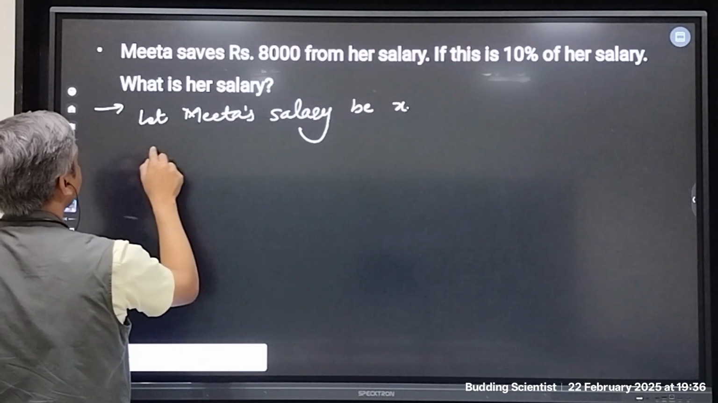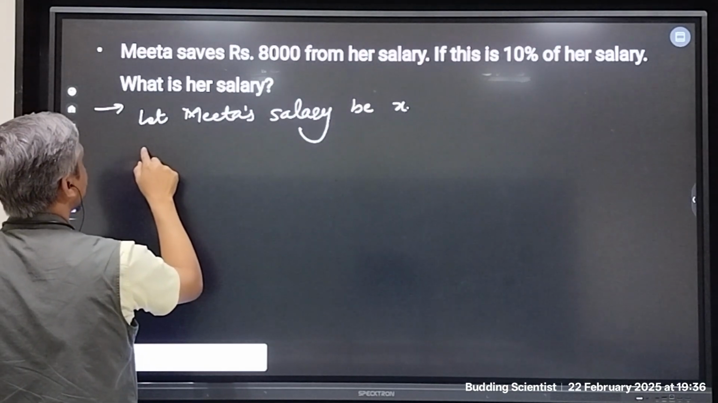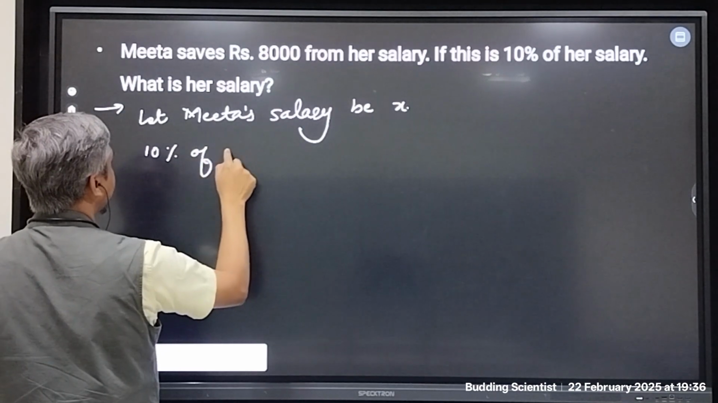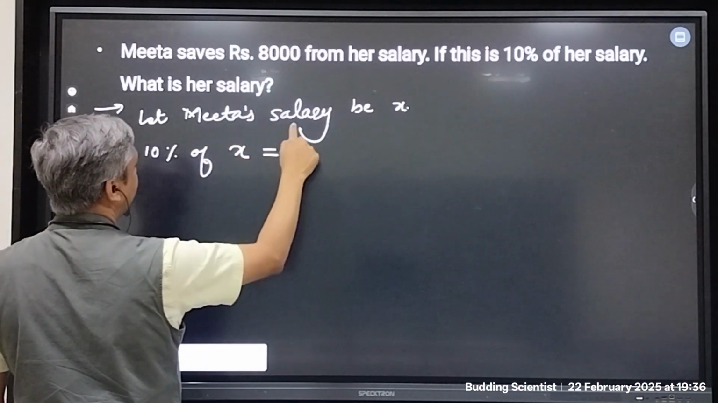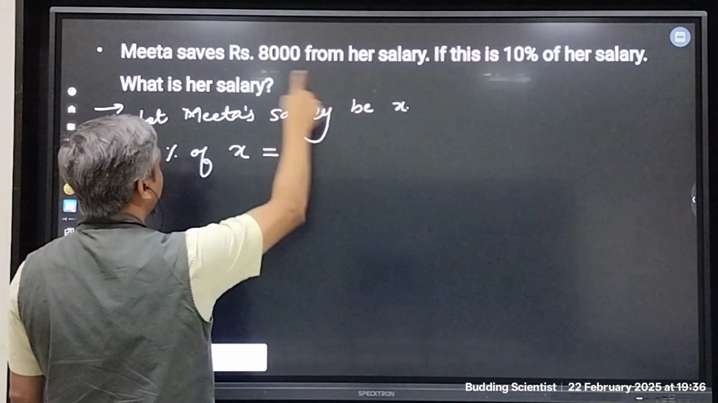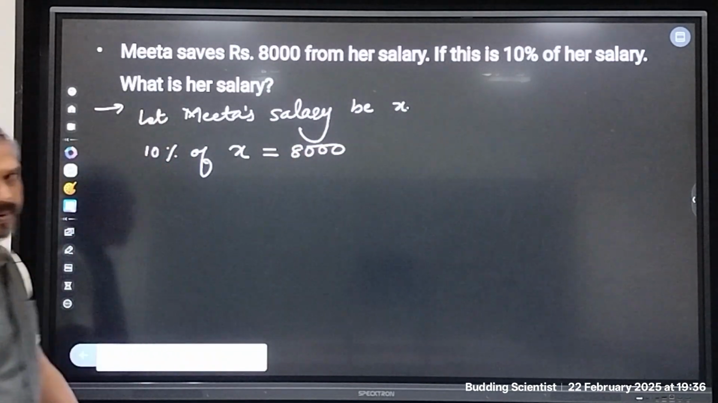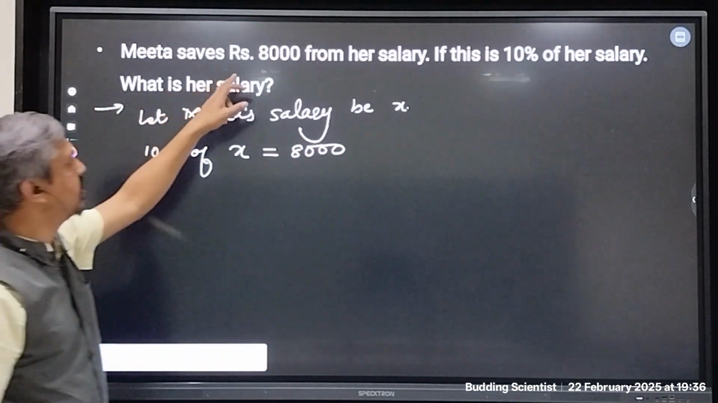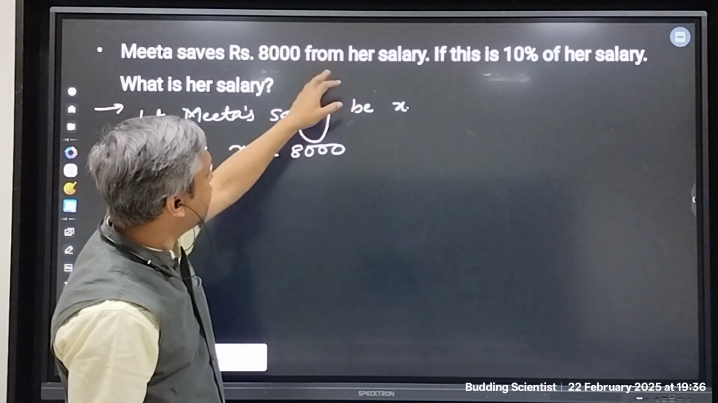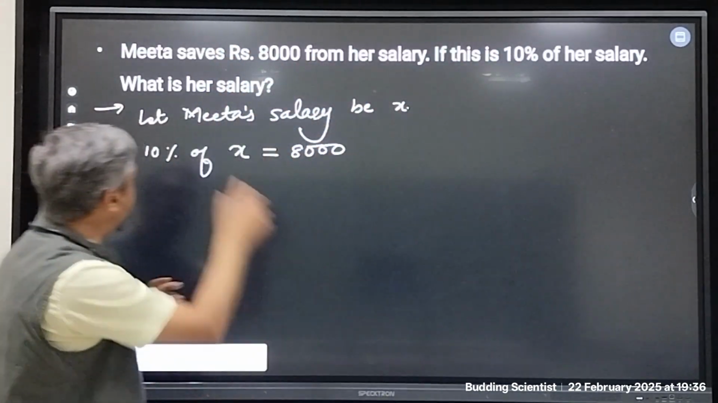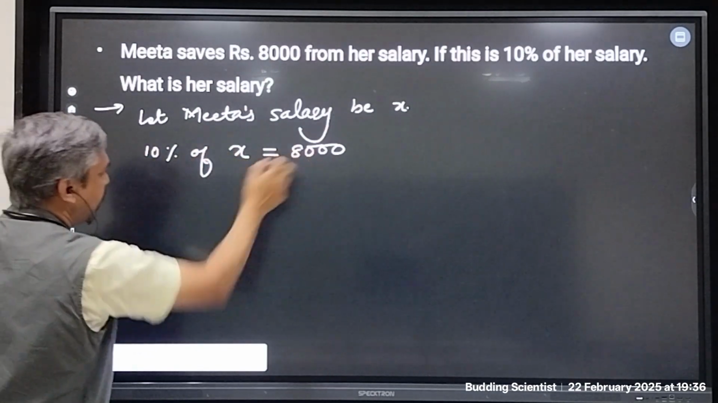So we'll write 10% of her salary. So 10% of X is equal to 8,000 rupees. I hope you understand this. What is given is 8,000 is being saved, and this 8,000 rupees is 10% of her salary. So 10% of X is equal to 8,000.